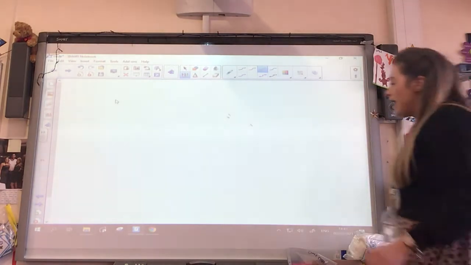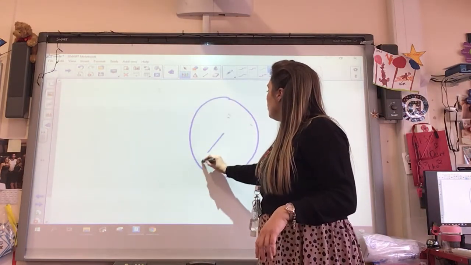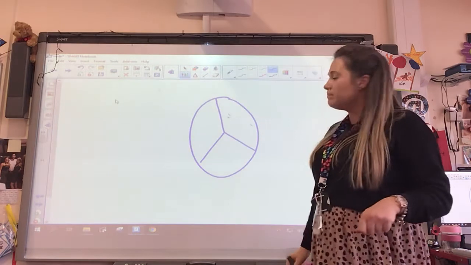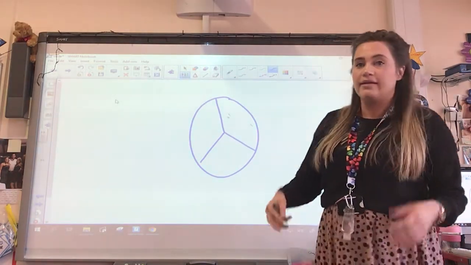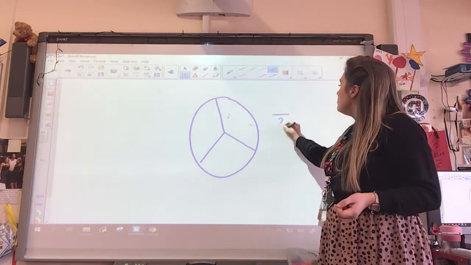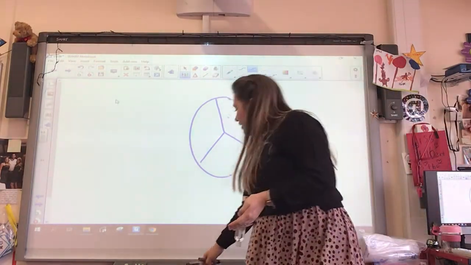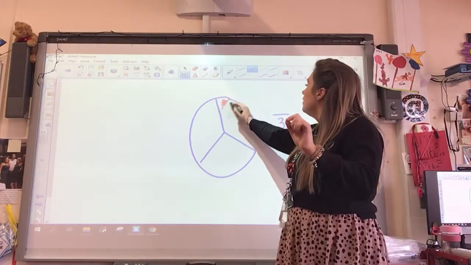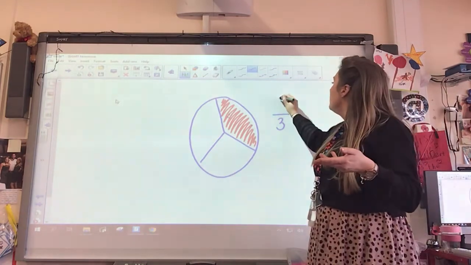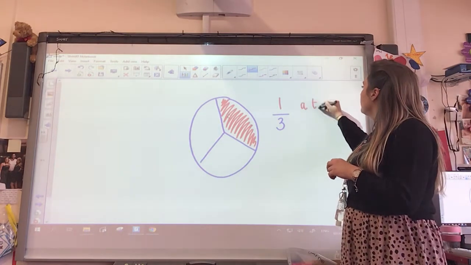For example, if I have a circle, I'm going to split that circle into 3 equal parts. Not entirely accurate, but you get the gist. I've got 3 equal parts here, so my denominator is 3, because there are 3 equal parts altogether. We're going to colour in one of those equal parts, and I'm going to choose this one. There is 1 equal part coloured in, so my numerator is 1, and my fraction is a third.